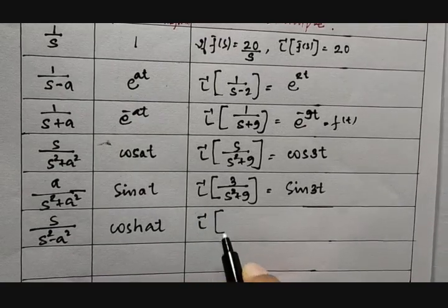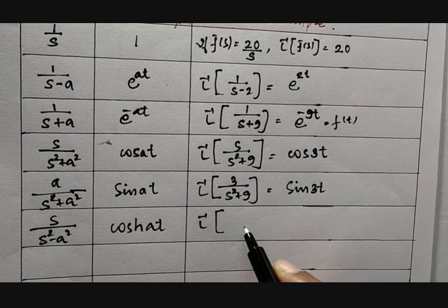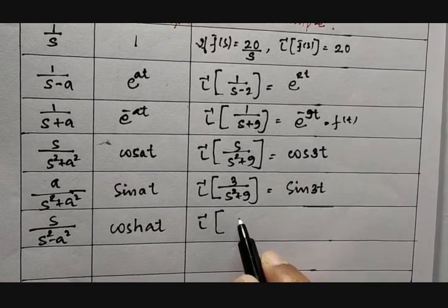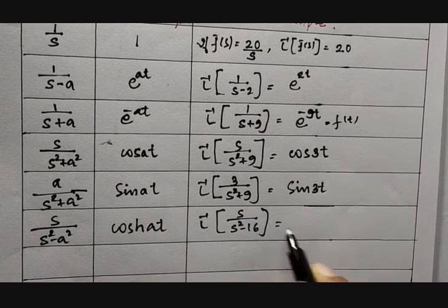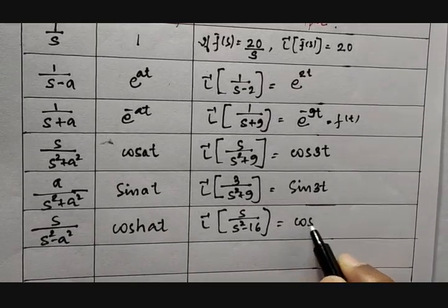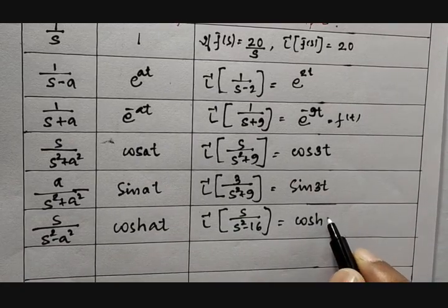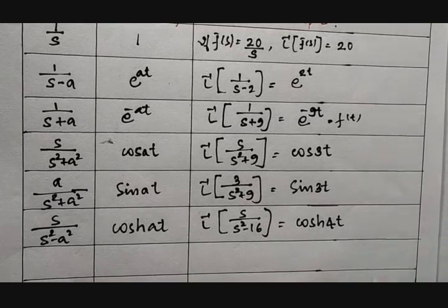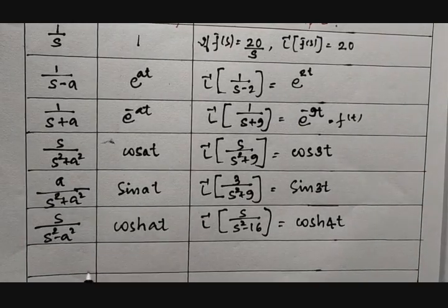Therefore, if I take one example, Laplace inverse of s divided by s square minus 16, then you can see s is there in the numerator, so it will be cos hyperbolic. Here it is 16. 16 is nothing but 4 square, so it is 4t. Okay.